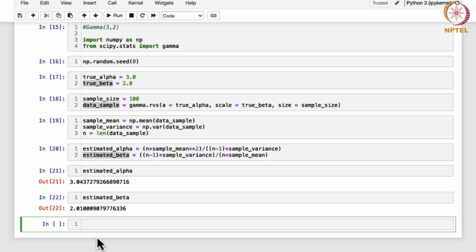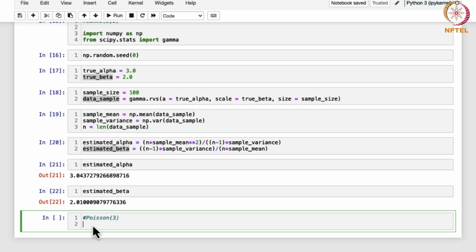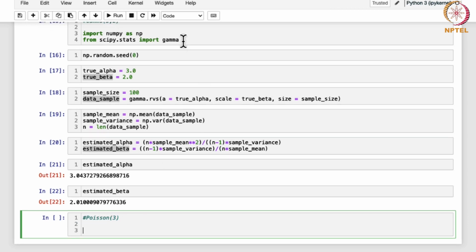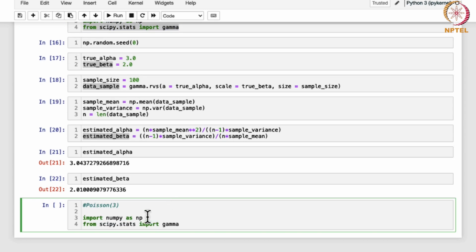So we considered uniform, normal and gamma distributions, and the next distribution that we considered was the Poisson distribution, which is from the discrete family. So let me write Poisson distribution with parameter lambda. Here we can take, suppose, lambda as 3. We already imported these, but sometimes you need to rerun the kernel, so that is why I am writing it. So here we would write import Poisson.